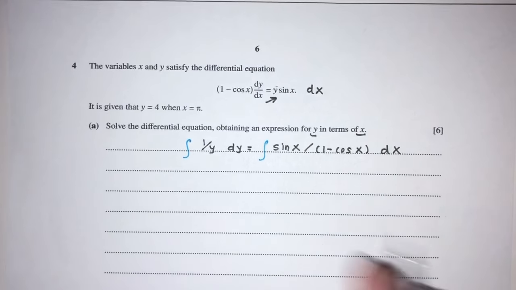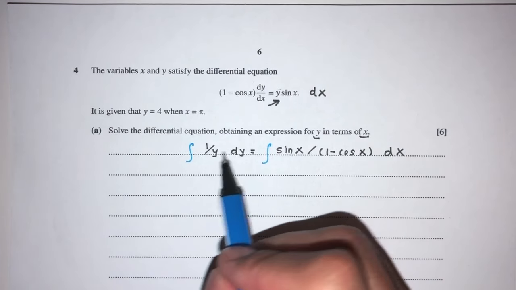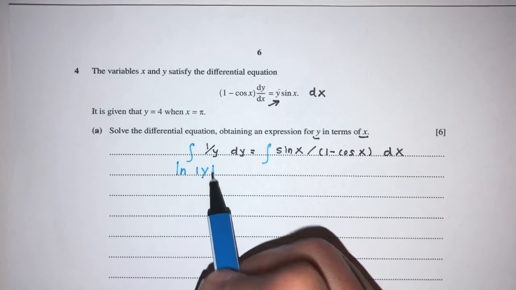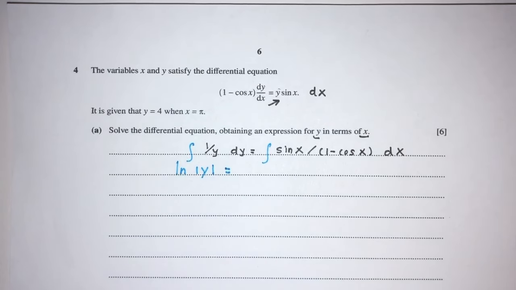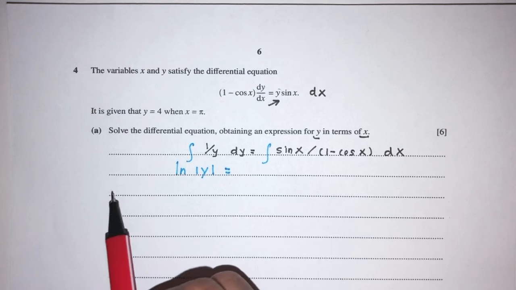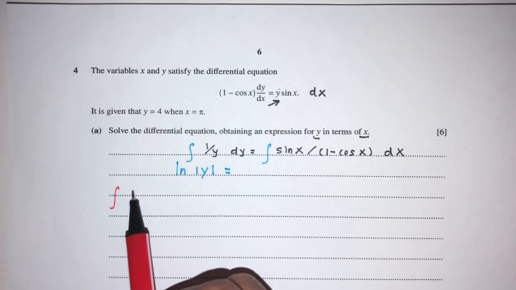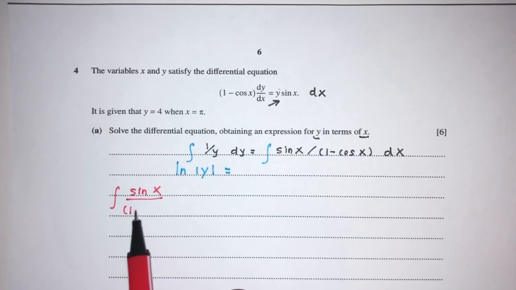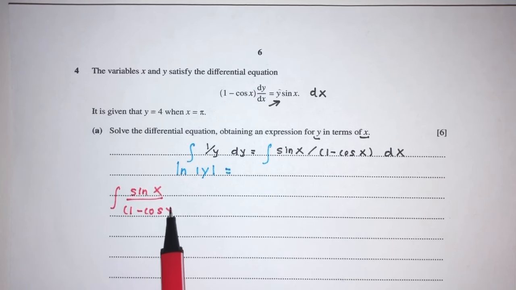Now obviously we have to solve this integration to find the values of y in terms of x. So for this left hand side is pretty easy. So we know this is simply equal to ln of y, right? Now for this one, I know at first it might seem kind of tricky, kind of hard, but the main idea is pretty simple. So we have sin x over 1 minus cos x.